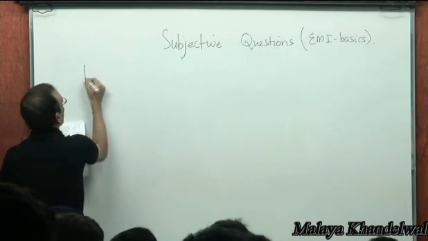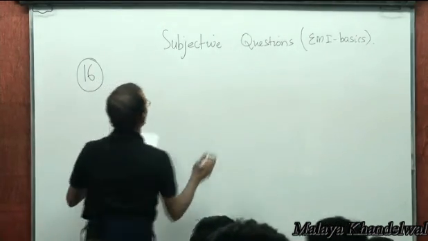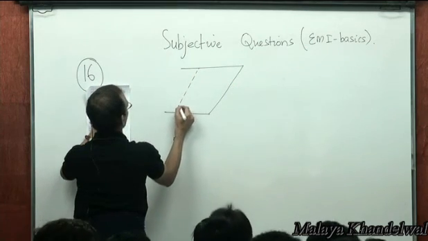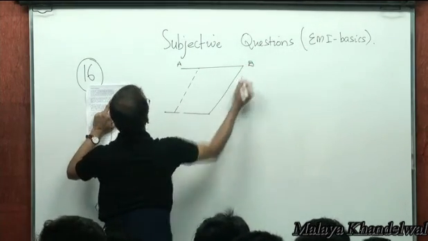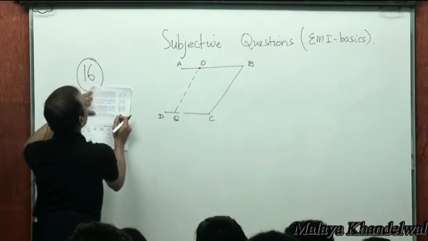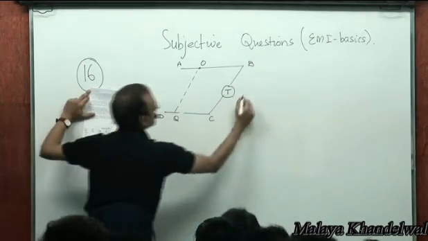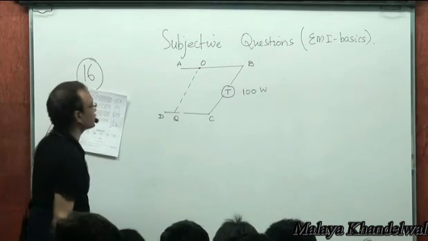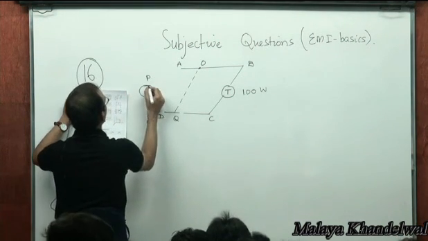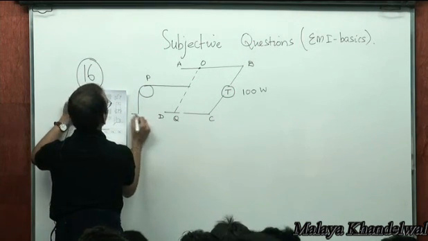So, this problem 16, where we have a horizontal frame like this, ABCD, and a rod OQ in this plane, and there is a bulb T powered 100 watts, consumes 100 watts, and P is a smooth pulley, and a thread connected to a mass M.